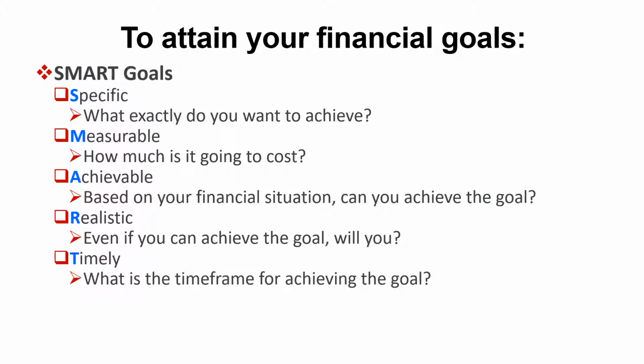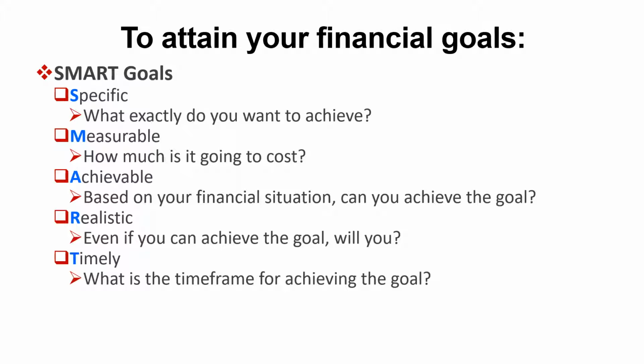When you are making a goal, make sure you make SMART goals. First, your goals should be specific. We want to know what exactly you want to achieve. If you want to live a better life, define a better life. Do you want to buy a nice car or a nice house? Be specific. Second, measurable. How much will it take for a nice car or a nice house?